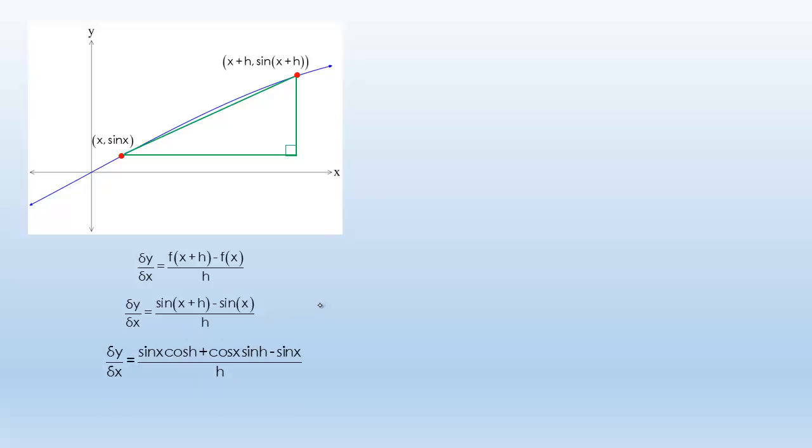Now remember from year 11 that sine of x plus h is sine x cos h plus cos x sine h, and then we've got the minus sine x on the end here and divide by h. So all I've done here is just rearrange this slightly. I've brought the minus sine x here into the middle, so there's nothing too technical about what I've done in that line.